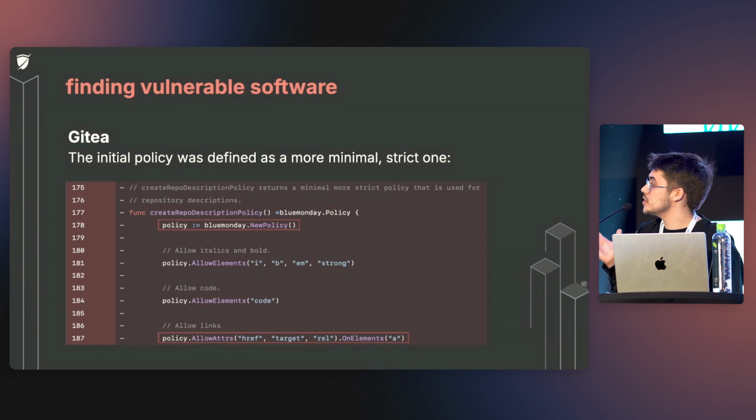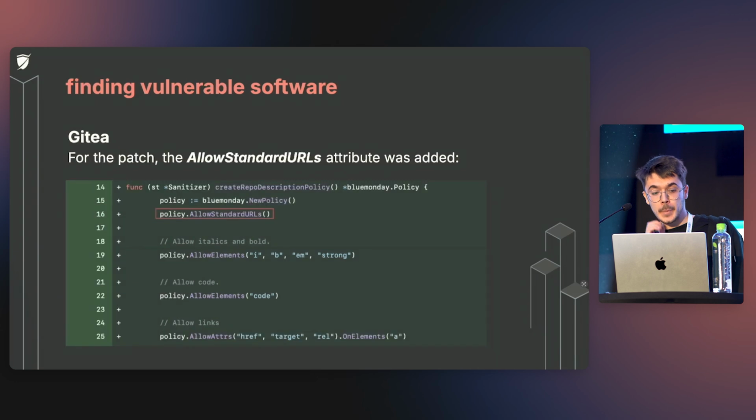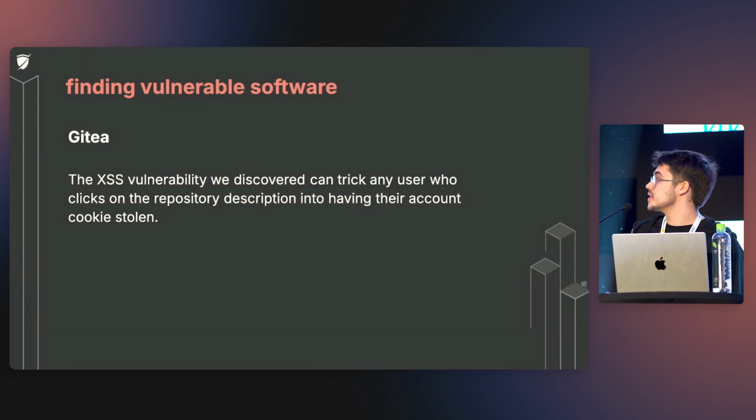We can see in the following image that the new policy was defined. Also, we can see that it allowed links and content like the href target URL for the A tag. And for the patch, the AllowStandardURLs attribute was added. With this XSS, any user who clicks on the repository description can have their account cookie stolen.